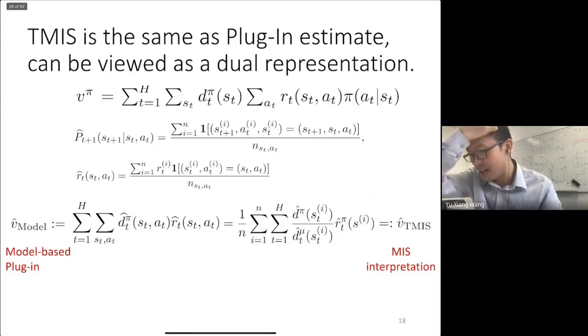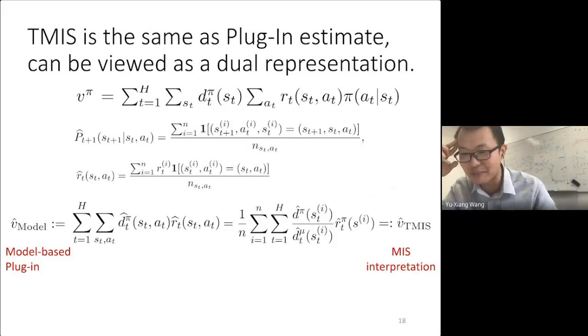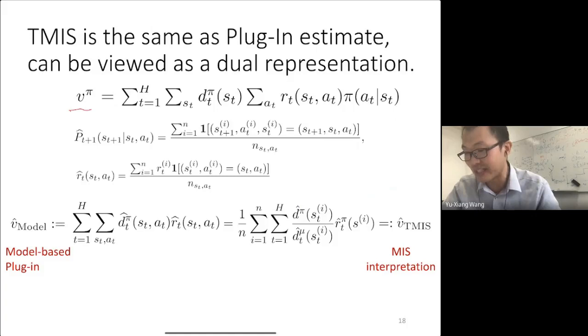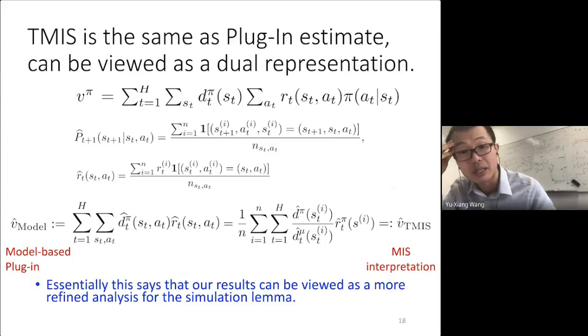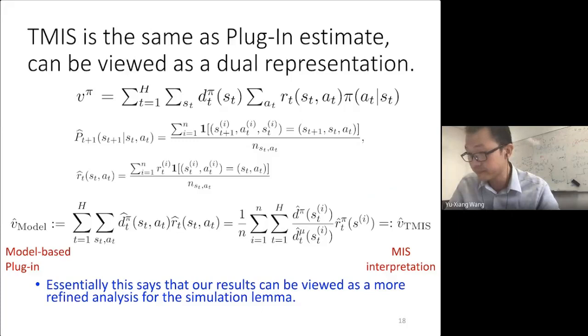So I'm not going to cover this slide in detail, but let me briefly explain what this tabular MIS is. It's basically a plug-in estimate, and it's actually equivalent to the model-based estimate. So you decompose the value to be the plug-in, and then you estimate this quantity, and you estimate this quantity on the side, and then you basically plug it in, and then get a simulated solution. And there are two representations. Either you go by a model-based representation that looks like this, or you go with an importance sampling-based representation, which looks like this, but they are all equivalent. So in some sense, we're using the same estimator as that covered by the simulation lemma. So in that sense, our result is essentially a strengthened version of the simulation lemma that allows you to evaluate policies better.